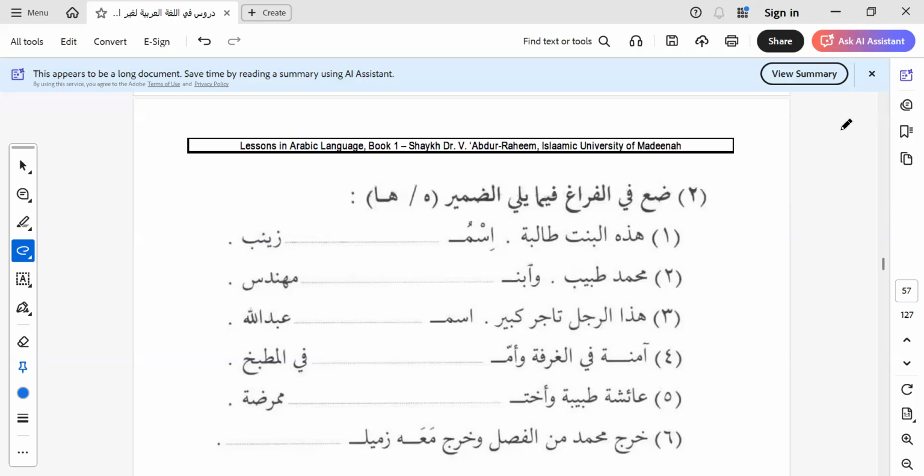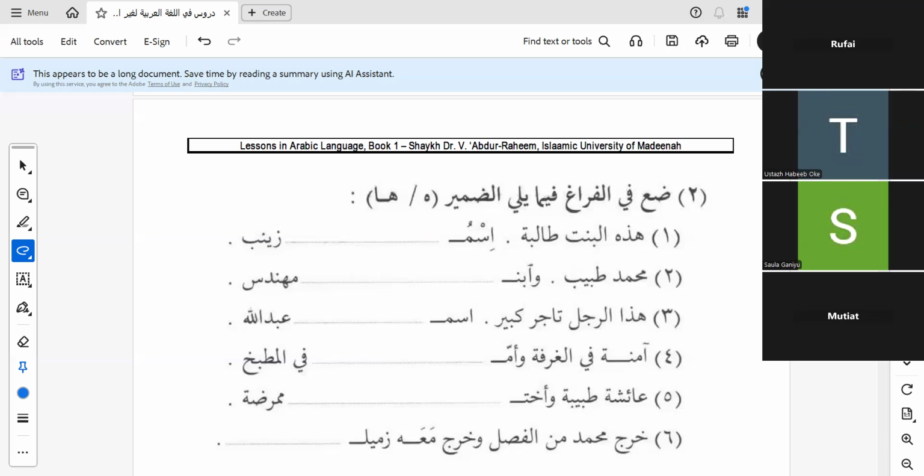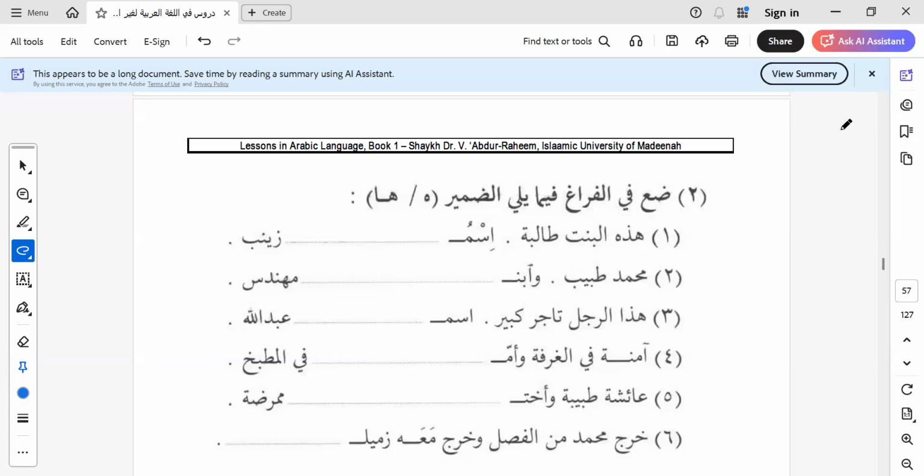Okay, that's Brother Rufai. Is that what you said? هذه البنت. No. This is Jumla Ismi. Okay, is that Brother Rufai talking? No. Okay, so who has a different opinion? هذه البنت طالبة. Sister Mutia, we need everyone. What do you say?